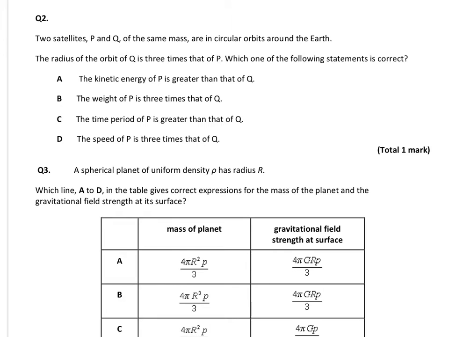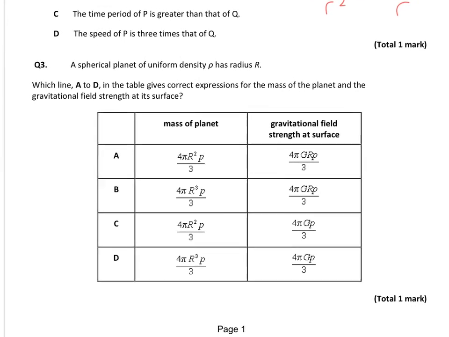So, if you're closer to a planet, you need to orbit at a faster speed, because remember, satellites are governed by this equation here, so equating gravity with centripetal acceleration. So the closer you are to a planet, the faster you have to be travelling. So P is closer, so it must be travelling faster, which would mean it would have greater kinetic energy. So that would make it A for this one. So no need to look at the other options.